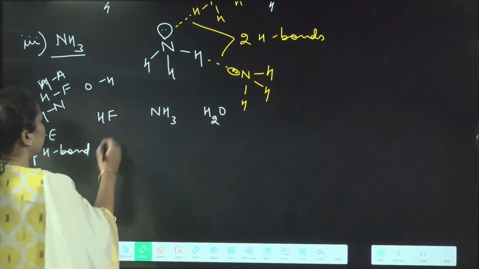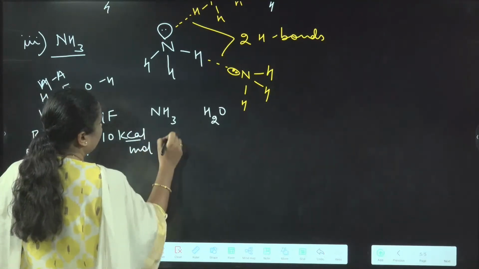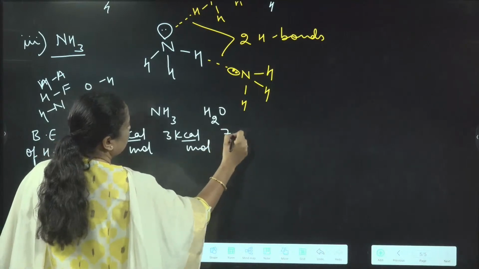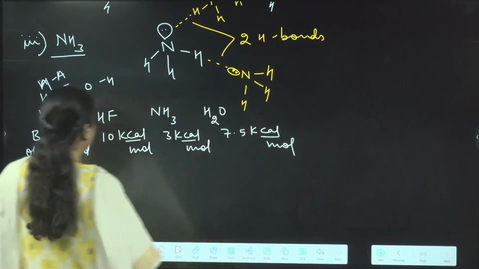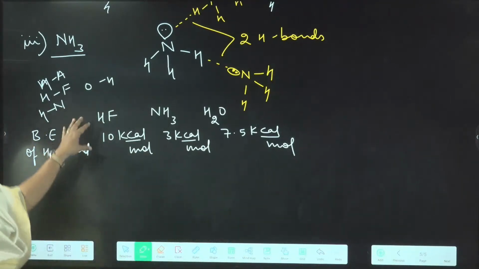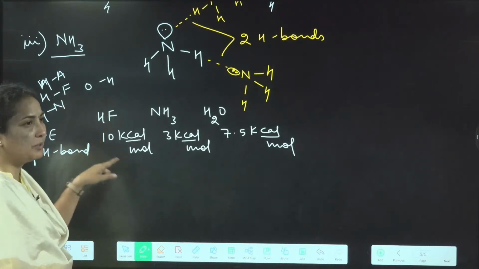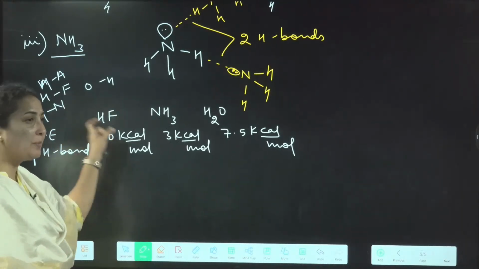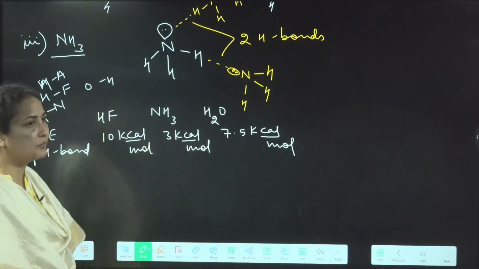So in this case, it is seen, it is 10 kilocalories per mole. Here it is 3 kilocalories per mole. And here it is 7.5 kilocalories per mole. Able to understand what I've written here? So when they enter into hydrogen bonding, this much amount of energy is being released. And it is justified because the delta EN is maximum here. And after that you have water, and the least is in the case of this.